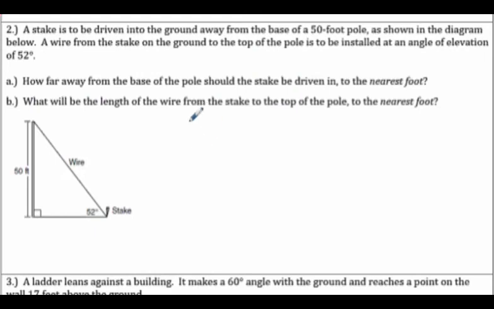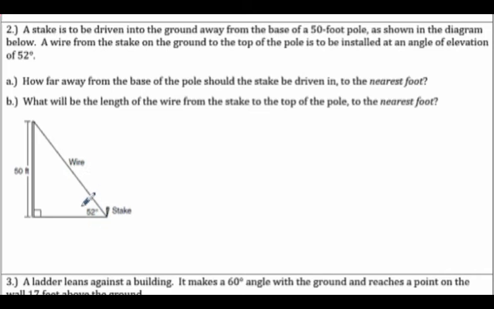Okay, we're going to do one more problem together. Let's try number 2. Number 2 is a part A and B, so that's why I think it's a good idea we do this. A stake is to be driven into the ground away from the base of a 50-foot pole. So the pole is the vertical side here. A wire from the stake on the ground to the top of the pole is to be installed at an angle of elevation of 52 degrees.